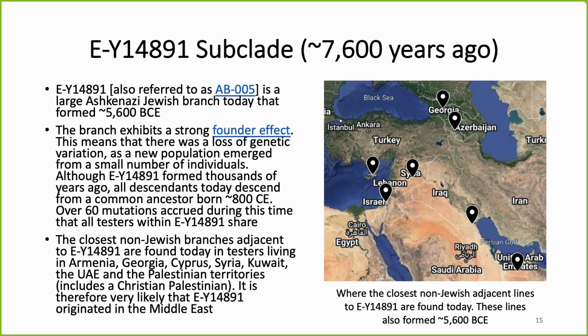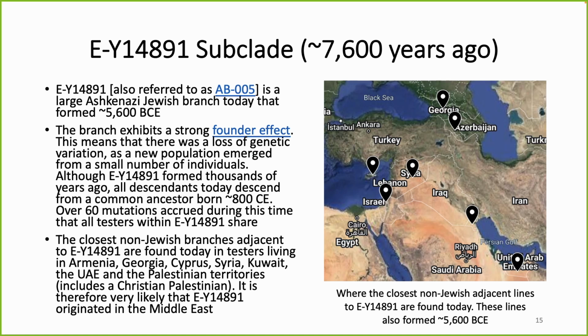What we can say here is that this branch exhibits what's called a strong founder effect. There are lots of different sub-branches within EY14891, but they're relatively recent. In fact, there was a loss of genetic variation of this line for thousands of years, and a new population emerged from a very small number of individuals about 800 CE. So there probably was just one common ancestor for all of EY14891 from about 800 CE.